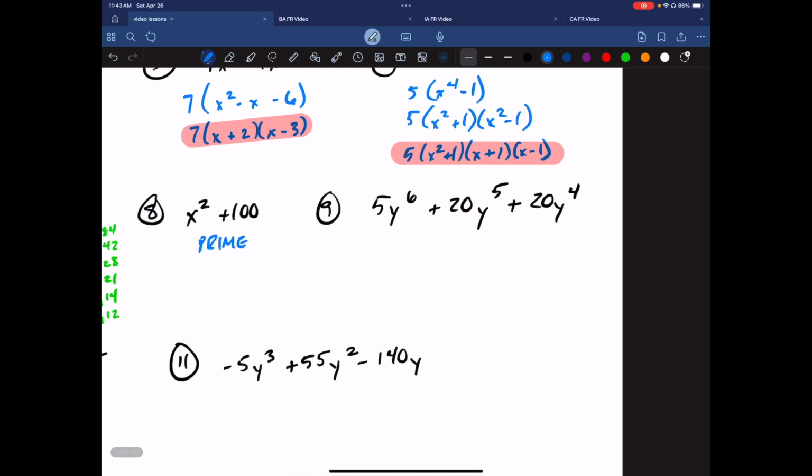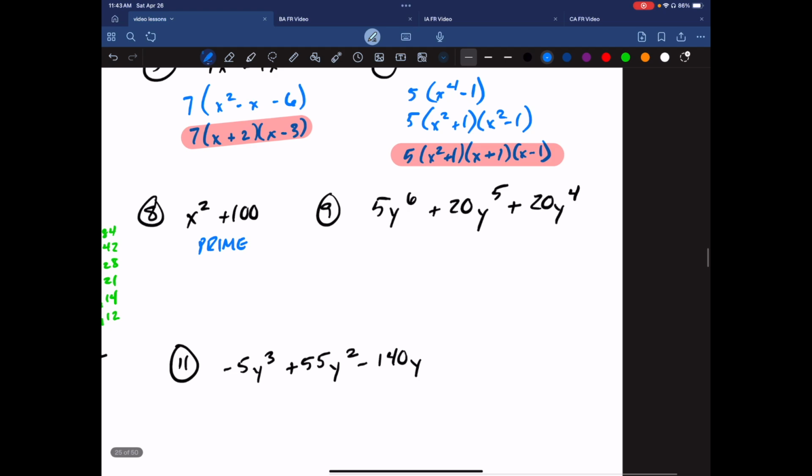All right, on number 9, each term has at least y to the 4th, so I know I can pull that out. 5 goes into each term, so I can pull that out as well. So it's going to be 5y to the 4th on the outside. It's going to leave me with y squared plus 4y plus 4. And now I factor the inside, or at least I try.